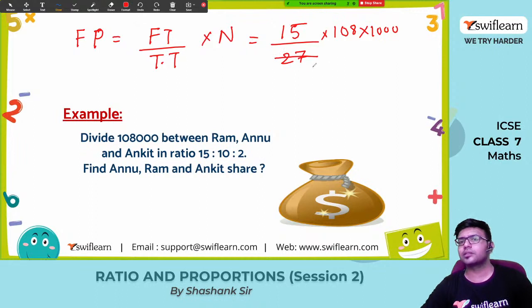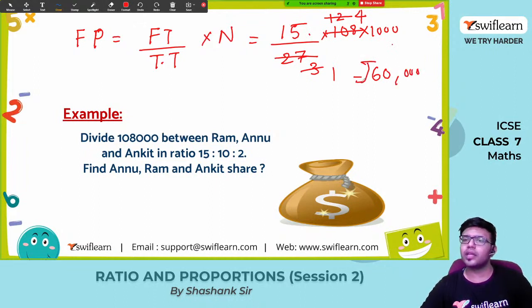So 9 3s are 27, 9 1s are 9, 9 2s are 18, 3 1s are 3, 3 2s are 6, 3 4s are 12. So 27 into 4 is 108. Remember this. Okay, now 15 times 4 into 1000. 15 3s are 45, 15 4s are 60. After 60, put these 3 zeros. So 60,000 rupees. So let us find Anu, Ram and Ankit's shares.